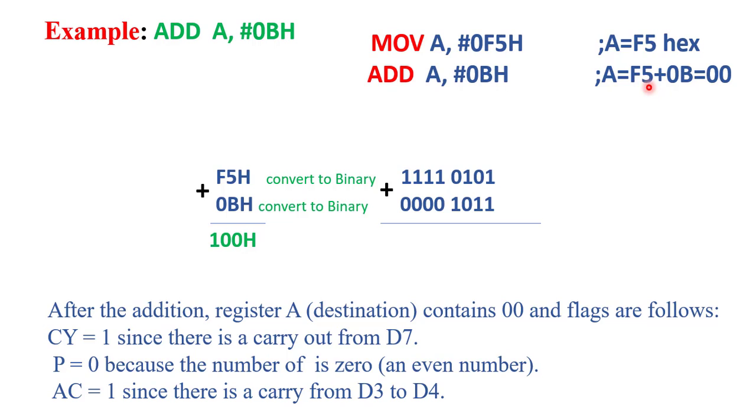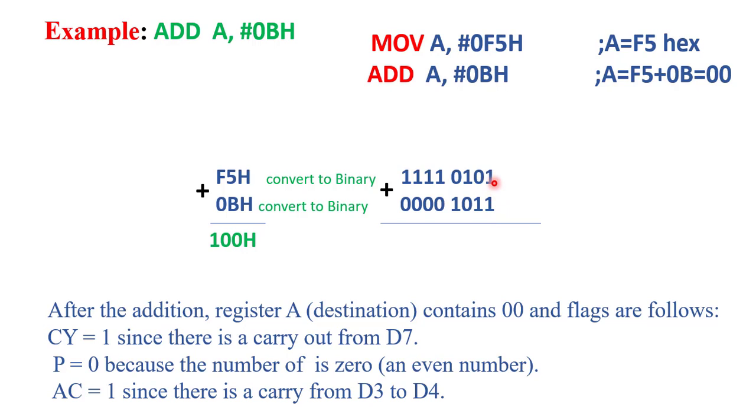So how do we perform this addition? To perform this addition, here I explain. First we convert these hexadecimal numbers into binary form. So first we convert F5 into binary. This is the binary conversion of F5, and then we convert 0B into binary. This is the conversion of 0B. Now we perform the addition. Before adding any binary numbers, we must know the rule of binary addition. And I assume you know the rule of binary addition because in first year we already learned binary addition.